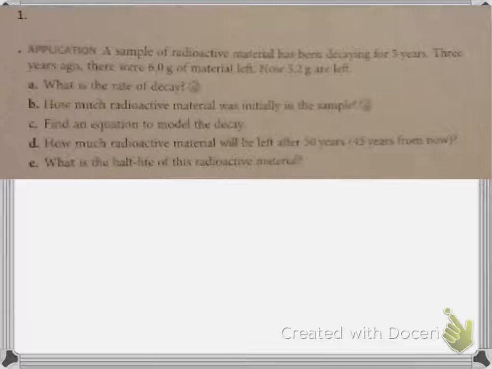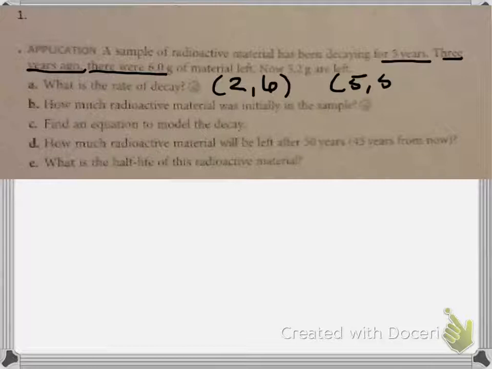So, a sample of radioactive material has been decaying for 5 years. 3 years ago, so that means after 2 years have passed, there were 6 grams of material, so I'm just going to write that down as a point. And now 5 years have passed, and there are 5.2 grams left. To find the decay rate, we first have to put this in point ratio form and find a ratio, and then we can find the decay rate from that ratio since we're just given 2 points.